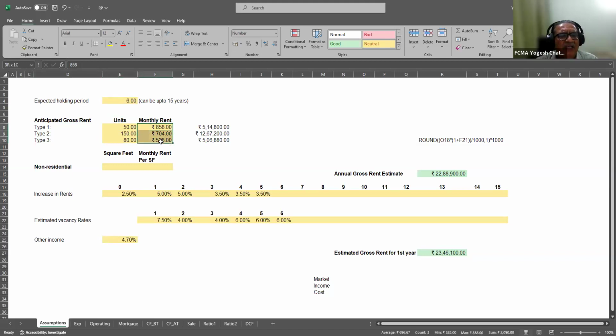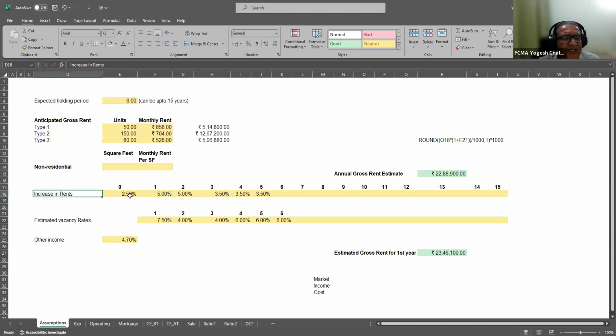And for these figures you will find a monthly rental. I have taken them just for representation purposes, because if I take a very high number, that will make the calculation complicated. You will find this monthly rent very low, but that is just for representation. So here the monthly rent I have taken at 850, 704, and 522, and non-residential commercial. That also, depending upon the requirement, we can take.